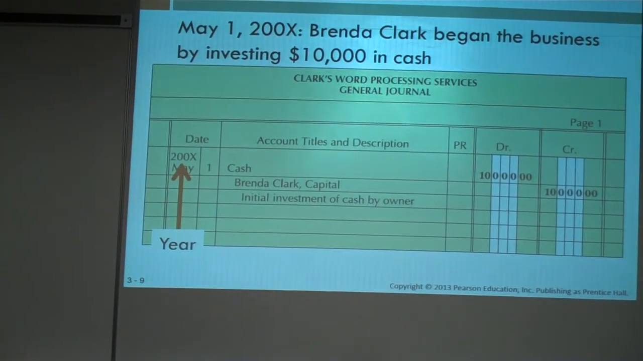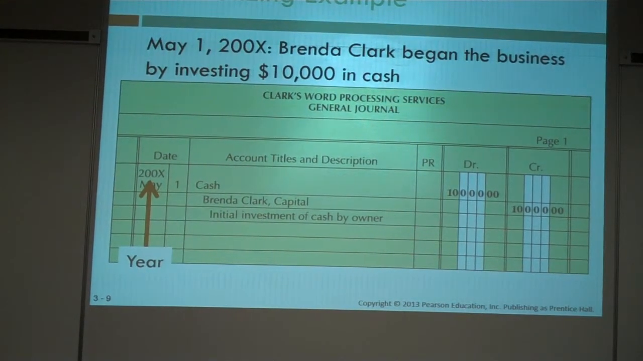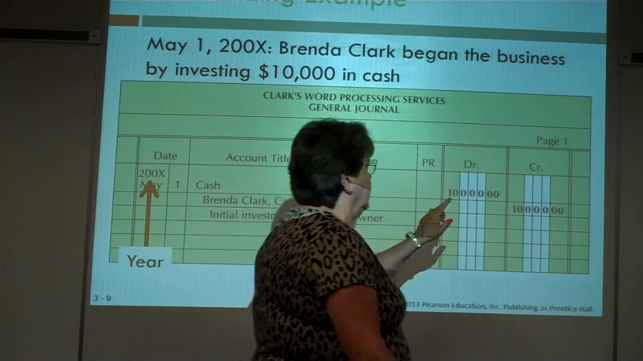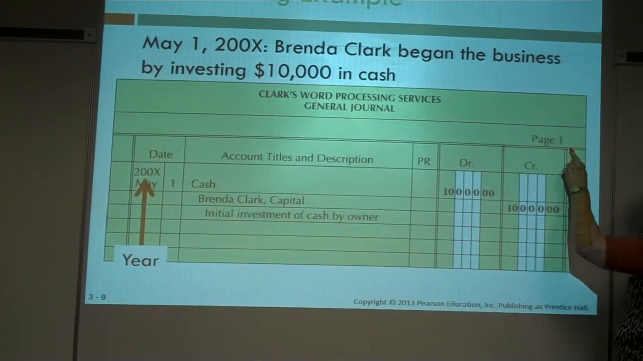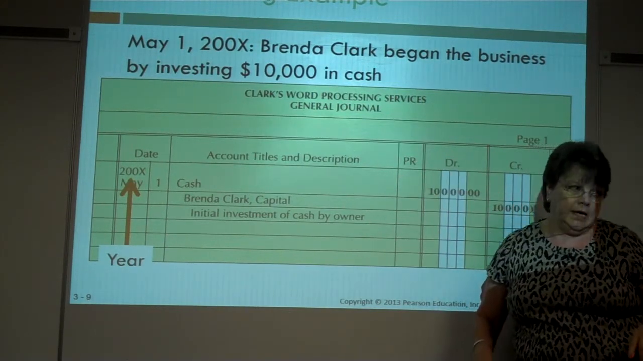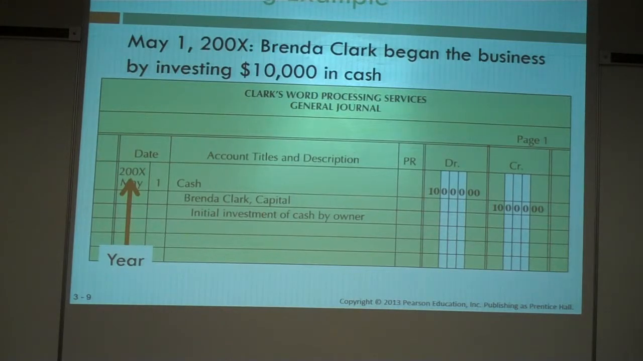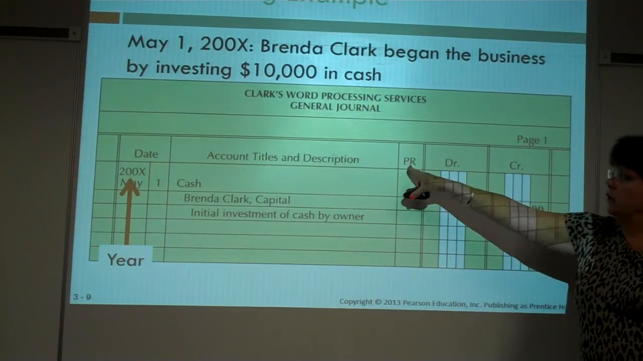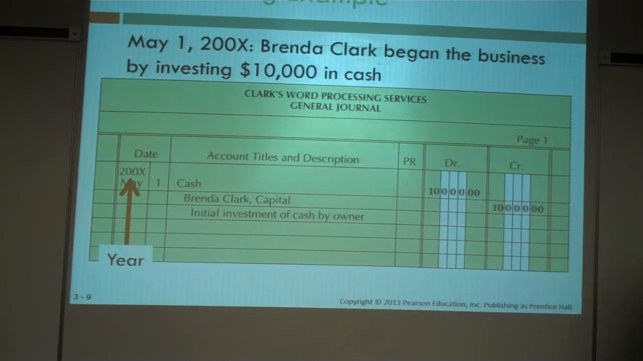All right. Here's a picture of a journal. Now the journal has a page number. It's not always going to be page 1. And remember, I told you it's a general journal. And it has several columns: the date, the account titles, and the description. And then it has a PR. Does anybody remember what the PR stands for? Post reference. That's going to tell us where the information came from, where the information went. It's kind of our backup. Because we have to post this, don't we? Yes. To the ledger.